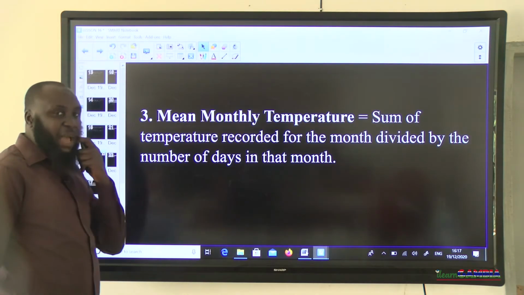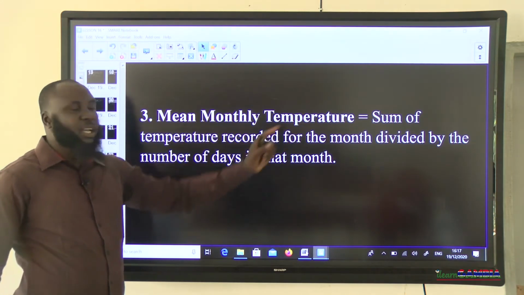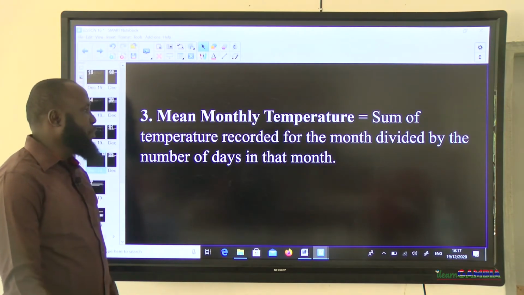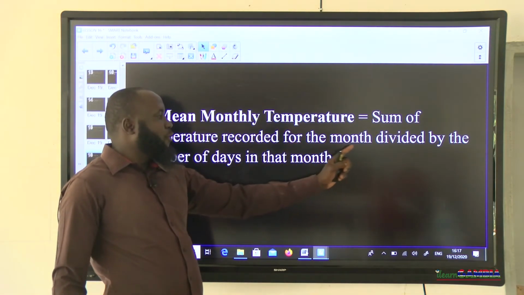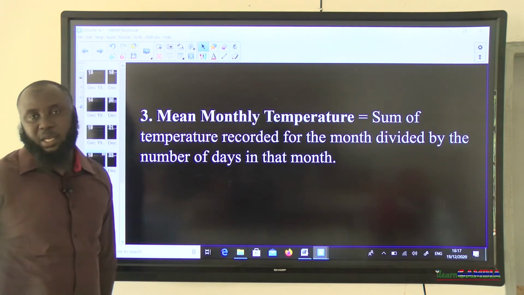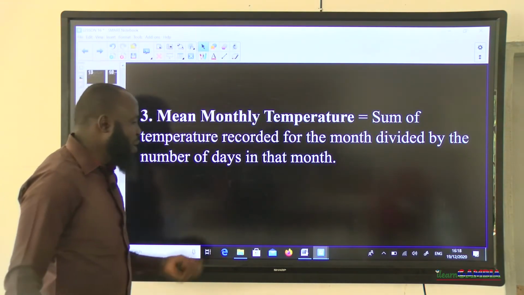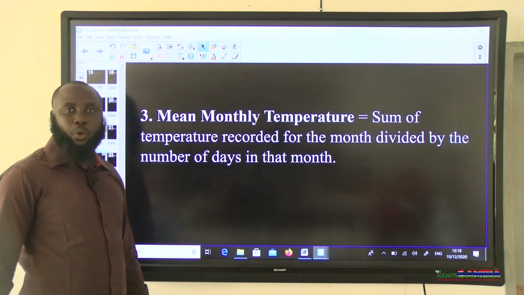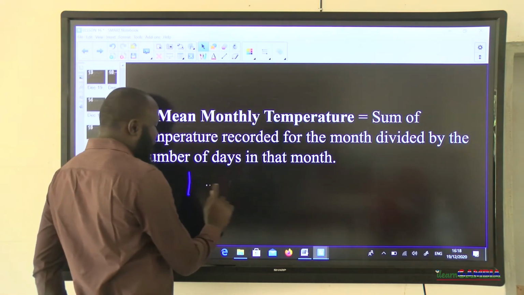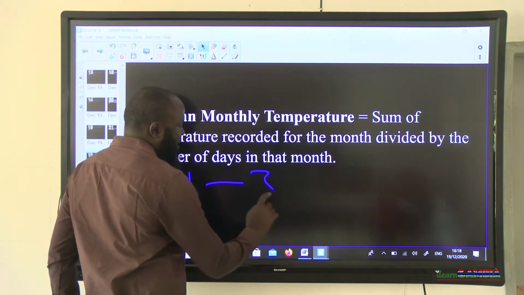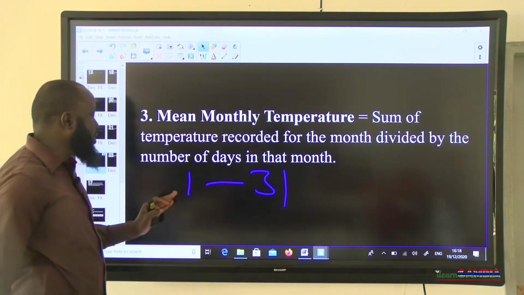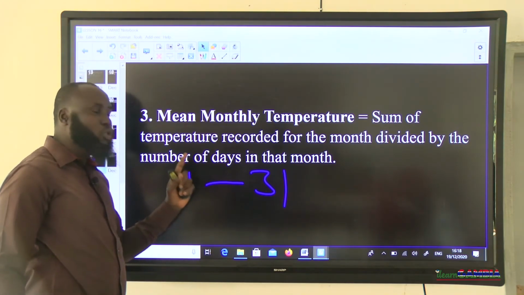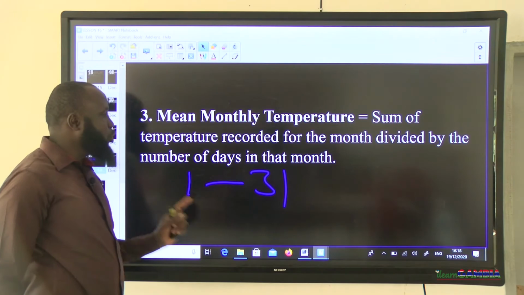Good. Another type of temperature reading is mean monthly temperature. How do we calculate the mean monthly temperature? This is the sum of temperature recorded for the month divided by the number of days in that particular month. For example, when we are asked to find the mean monthly temperature for January, we start recording from the first day of January to the last day of January, which is 31st. If you add all these together, you divide by the number of days in January, which is 31, and that is going to give you the mean monthly temperature for January.